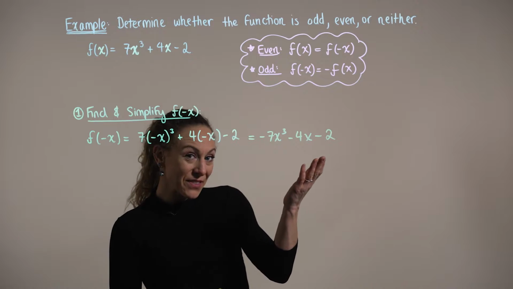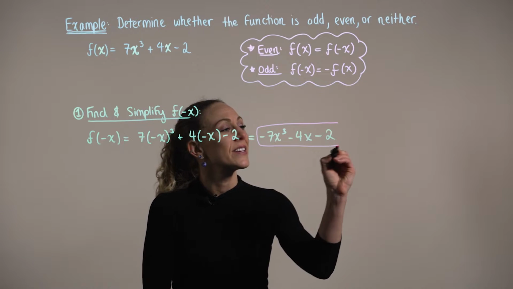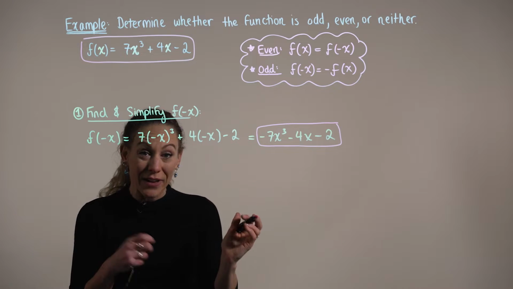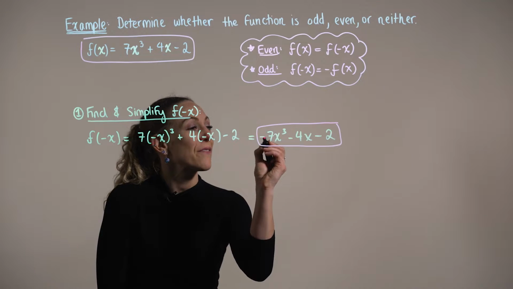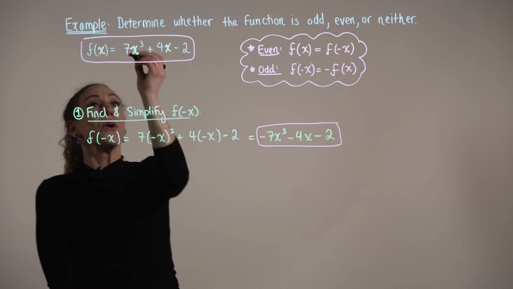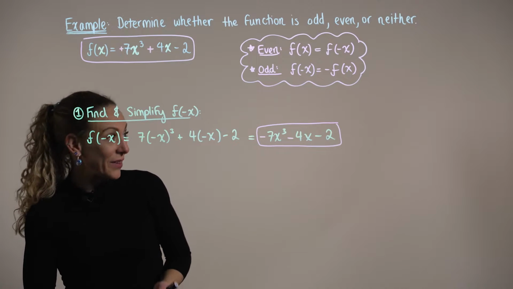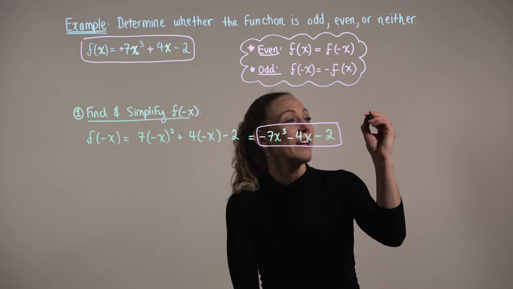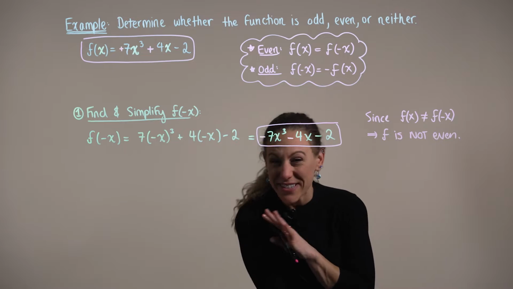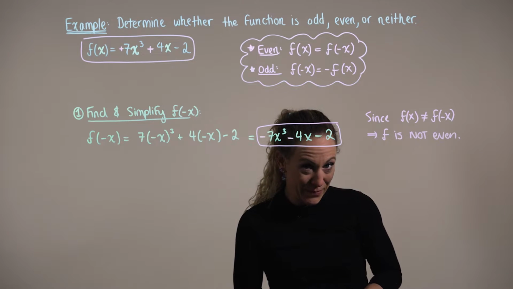So looking at this new function f of negative x, we want to compare this with the given function. Now we can see, unfortunately, these two values are not equivalent. F of negative x has the negative terms for the first two values, whereas our given function has positive terms for the first two values. So we can conclude here that since f of x does not equal f of negative x, the given function is not even.